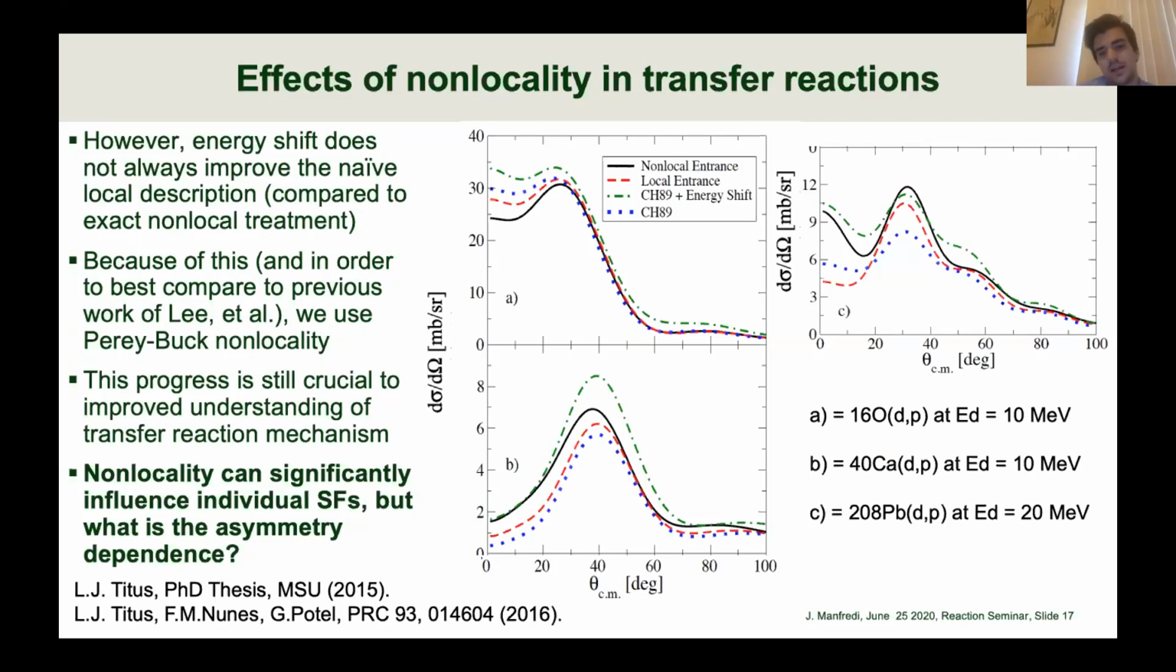And you can see sometimes, like in this panel over here, panel C, which shows lead 208, the blue going to green, which is adding this energy shift, improves the description at forward angles of this cross section. But in calcium 40, you do move qualitatively towards the non-local distribution, but the green kind of overshoots the mark. And then lastly, for oxygen 16, it actually seems to move in the wrong direction, going from blue to green compared to the exact non-local.